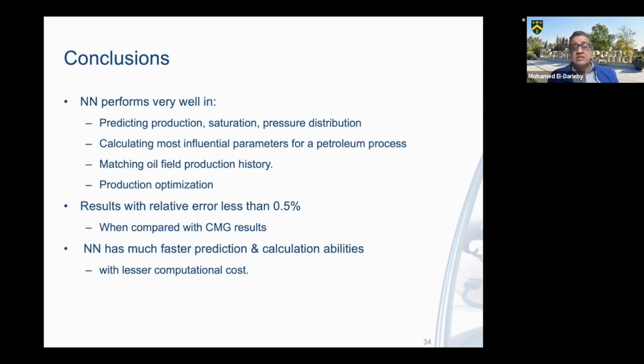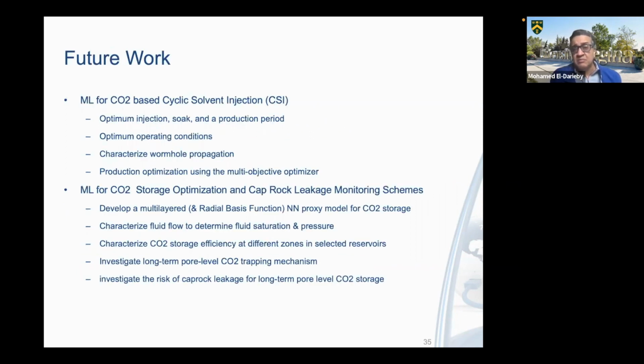We really believe that this is going to enable us to continue the work and delve into further details of these procedures. These are some examples of the future work that we're intending to work on, specifically considering CSI, the cyclic solvent injection, and the capabilities of the neural network to model CO2 storage and optimization, and even analyze the risk of leakage of CO2 from cap rocks. We are confident that we can use these deep neural networks to model these simulations in an accurate, fast, and more cost-effective way. And I think we're done.